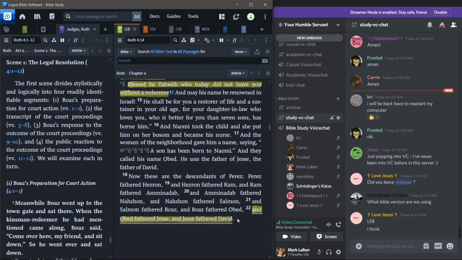Now these are the descendants of Perez. Perez fathered Hezron, and Hezron fathered Ram, and Ram fathered Amminadab, and Amminadab fathered Nahshon, and Nahshon fathered Salmon. And Salmon fathered Boaz, and Boaz fathered Obed, and Obed fathered Jesse, and Jesse fathered David.